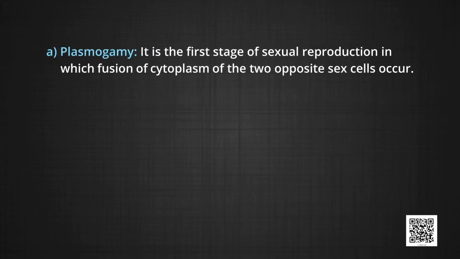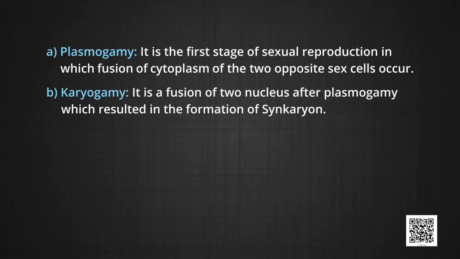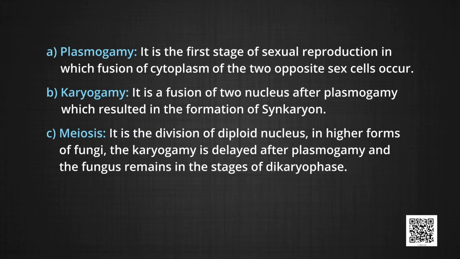Plasmogamy is the first stage of sexual reproduction in which fusion of the cytoplasm of the two opposite sex cells occurs. Karyogamy is the fusion of two nuclei after plasmogamy, which results in the formation of a synkaryon. Meiosis is the division of the diploid nucleus in higher forms of fungi. In some, karyogamy is delayed after plasmogamy and the fungus remains in the stage of dikaryophase.